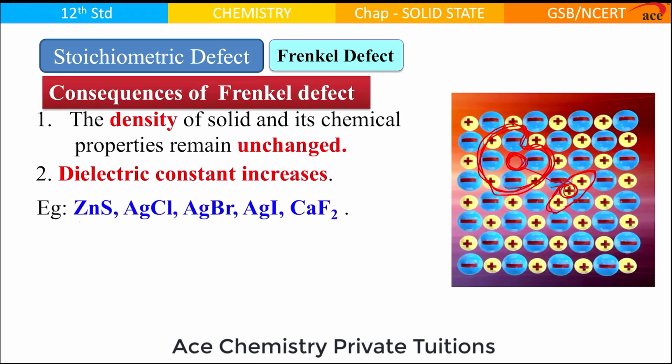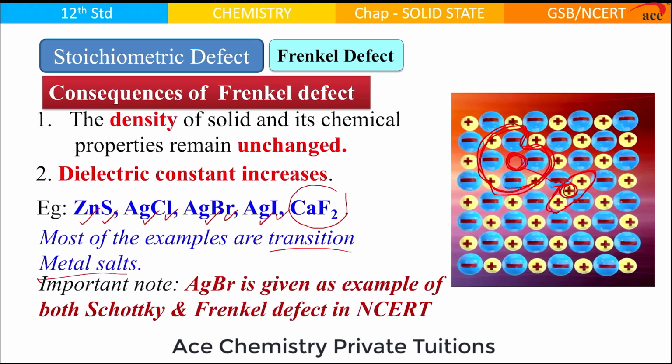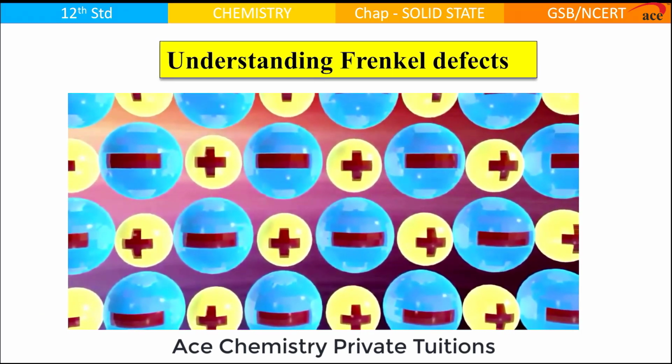If you see more examples, they are transition metal salts. For us this is an odd man out, but most of the examples of Frenkel defect are transition metal salts. Remember Frenkel, F फिसलना, cation अपने जगह से फिसल जाता है. Right, what is unusual for us to know? As per NCERT, silver bromide is an example given for both Schottky and Frenkel defect in the NCERT textbook. Here is an example of Frenkel defect.